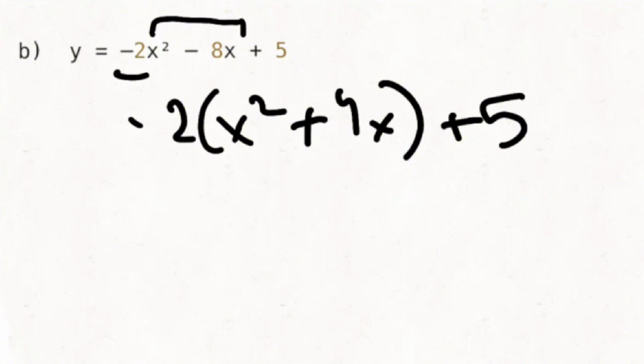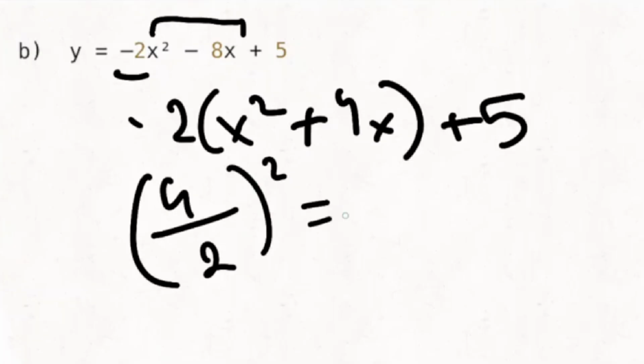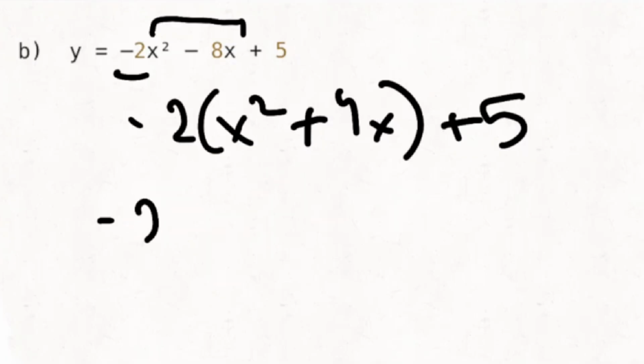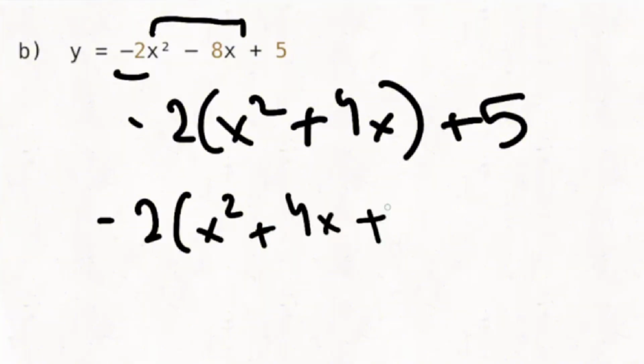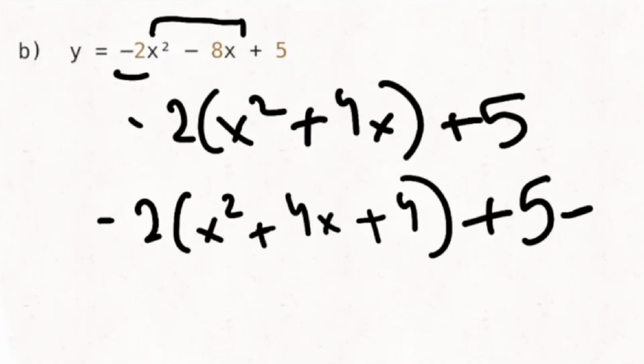So what we want to do next is find the perfect square. And how will we do that? Like we did before, we're going to be doing 4 over 2 squared. This is equal to 4, okay? Because 4 over 2 is 2, and 2 squared is 4. We're going to have negative 2 times x squared plus 4x plus 4, okay? So we added 4 here, and we multiplied by negative 2. We have plus 5, and we need to subtract a value. Since we added 4, technically we added negative 8. We're going to be subtracting negative 8, which is going to give us a positive 8 value.